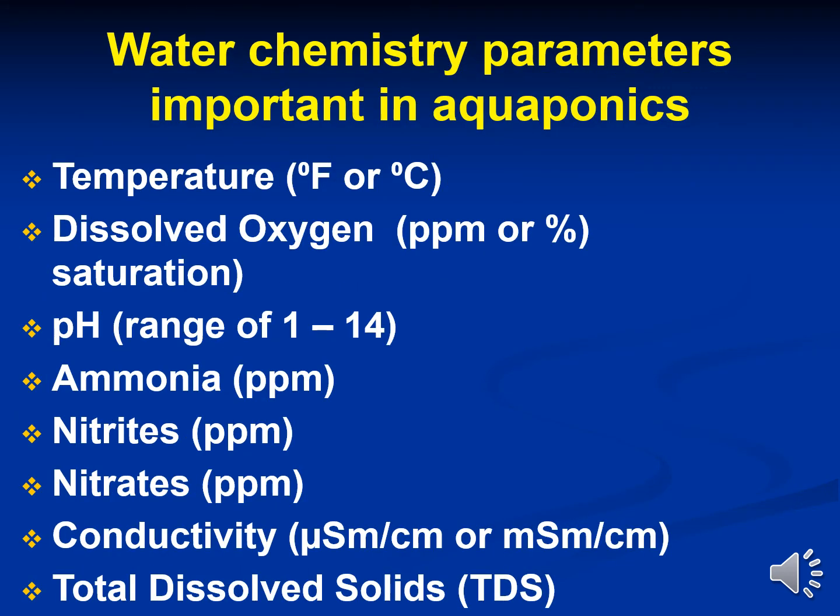Fortunately, most water chemistry parameters that you need to measure are important for the plants, the fish, and the drivers of the system, the bacteria. They are temperature, dissolved oxygen, pH, ammonia, nitrites, nitrates, conductivity, and/or total dissolved solids. The nitrates, conductivity, and total dissolved solids are most important for good plant growth. Let's look at each of these and why we need to test these in our aquaponic system.